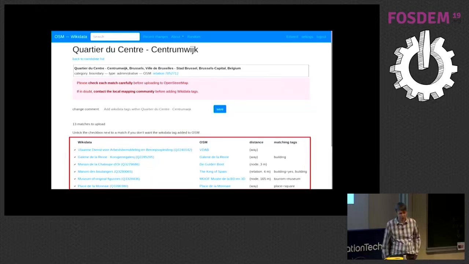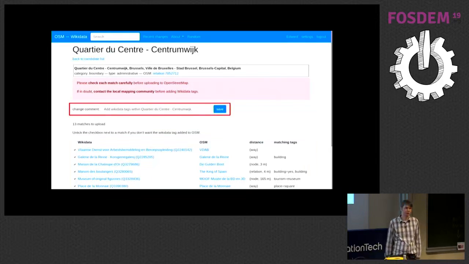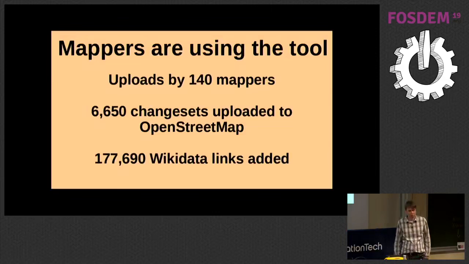And then you get a change comment. You can set the comment for your changeset. It makes one up by default, but you can edit it. You hit save, and then it will save these links into OpenStreetMap. So people are using the tool. 140 users have used it, and you can see there 6,500 changesets, almost 180,000 Wikidata links added to OpenStreetMap.